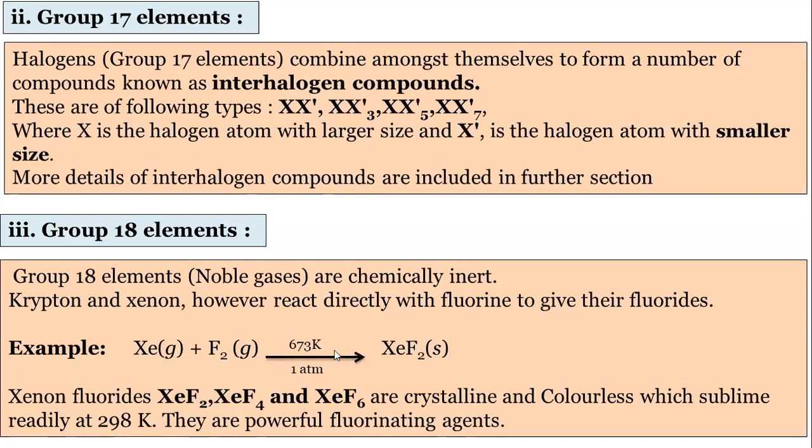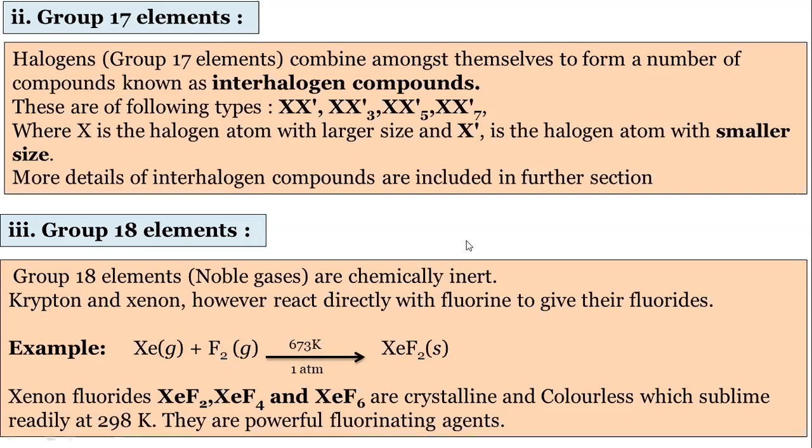XeF2, this is one example given. Like this XeF2, it can form XeF4, tetrafluoride, and then difluoride, xenon difluoride, and xenon hexafluoride. So these are the compounds formed by xenon with halogens, remember.